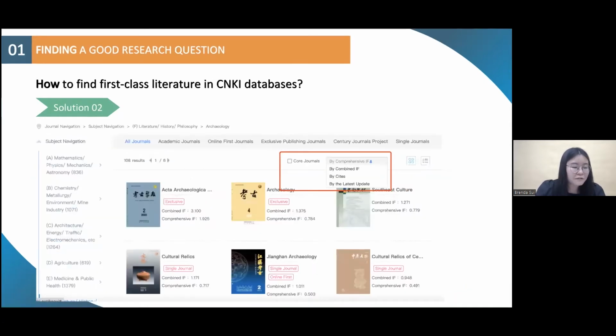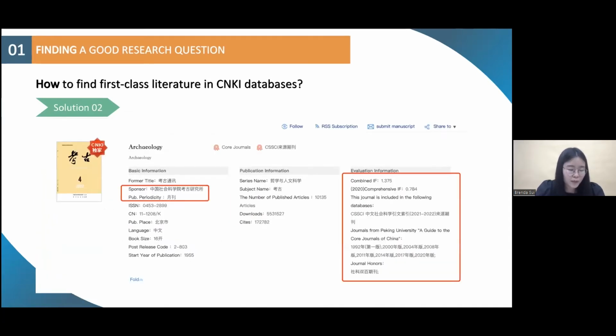Then we will have a list of journals in archaeology. They're shown based on their impact factor, so top journals are on the top. Here we can take 考古, for example. Well, we click the journal title and we can see some basic information about this journal. And we can have a general review of this evaluation information.